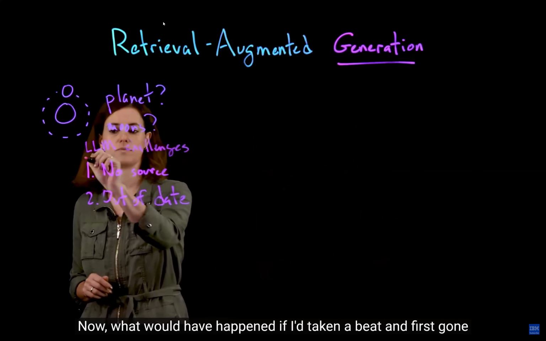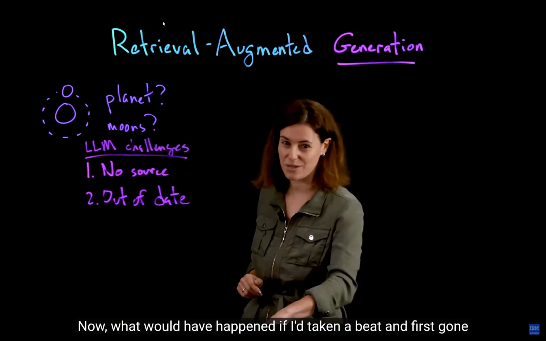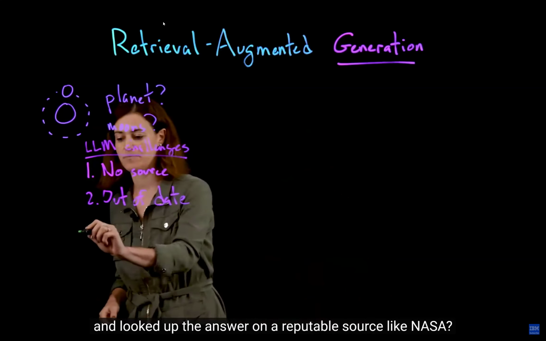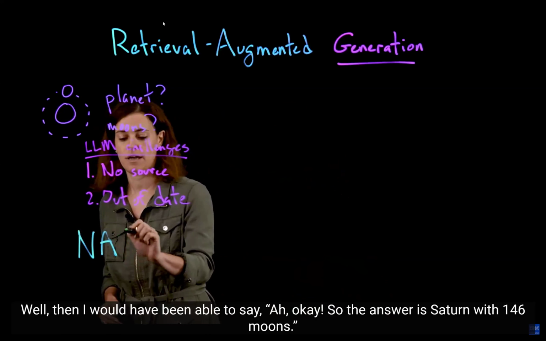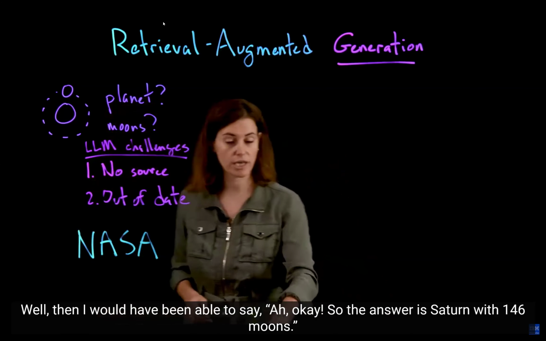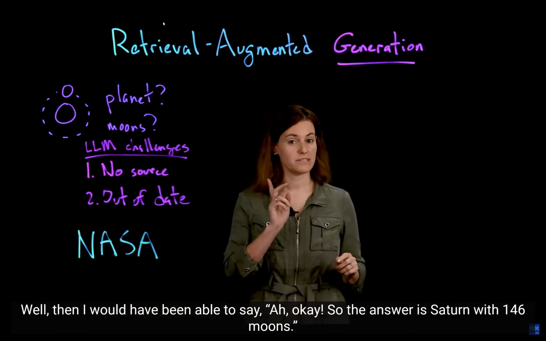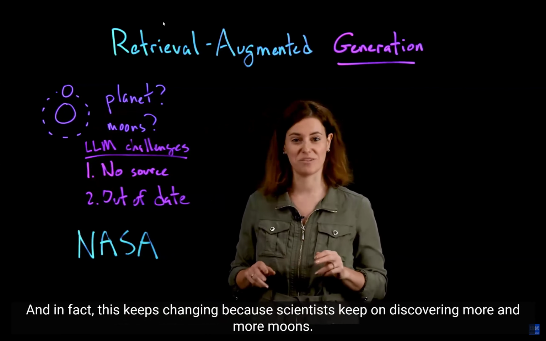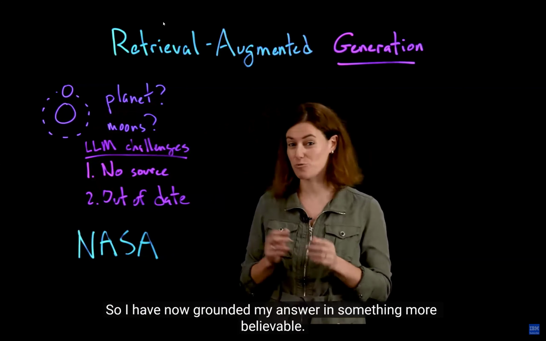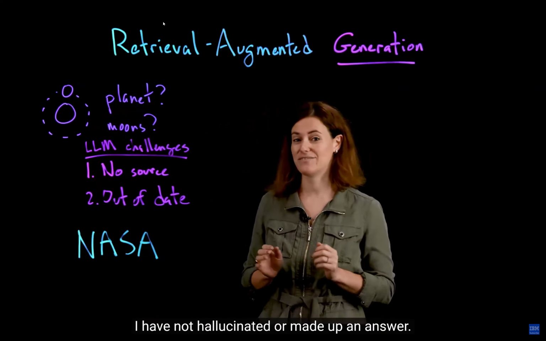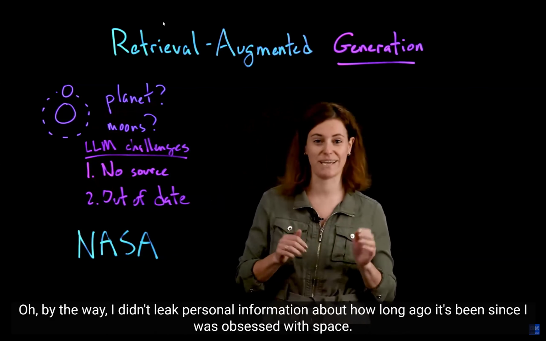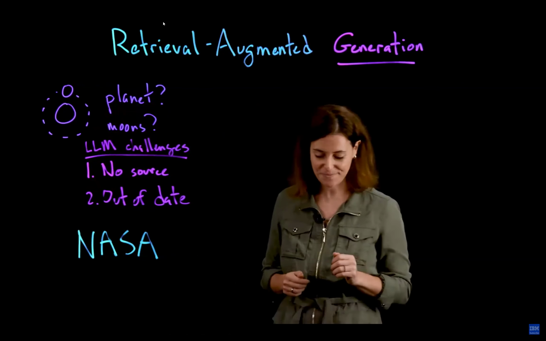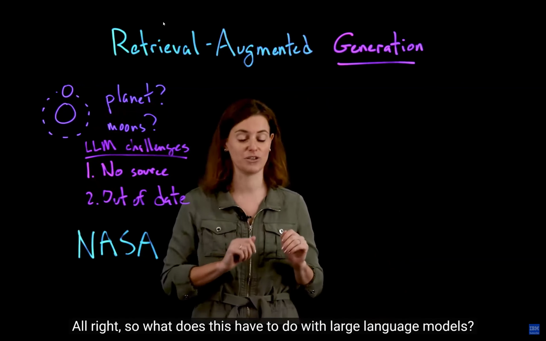They are LLM challenges. Now, what would have happened if I'd taken a beat and first gone and looked up the answer on a reputable source, like NASA? Well, then I would have been able to say, okay, the answer is Saturn with 146 moons. And in fact, this keeps changing because scientists keep discovering more and more moons. So I have now grounded my answer in something more believable. I have not hallucinated or made up an answer. Oh, and by the way, I didn't leak personal information about how long ago it's been since I was obsessed with space.